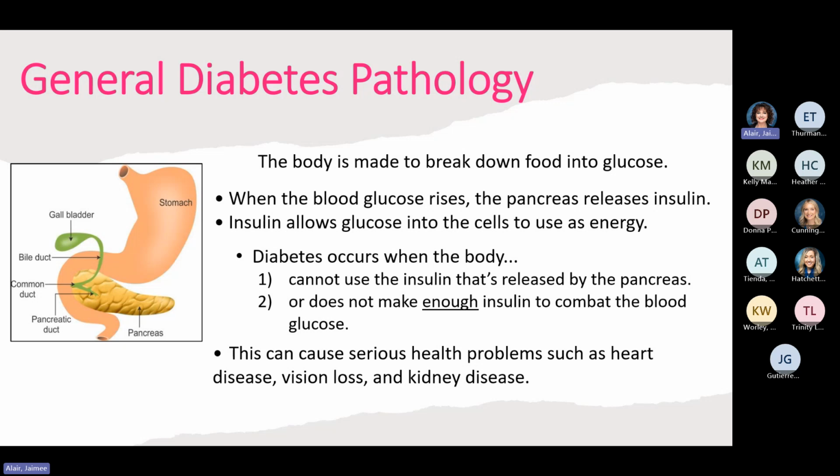So when your blood sugar rises, the pancreas is supposed to release insulin, which allows glucose into the cells, and that's what's used as energy. When diabetes occurs, the body either can't use the insulin or there's not enough insulin to combat the rising sugar. This can cause problems with your heart, vision, and kidneys. So it's really important to treat it ahead of time.